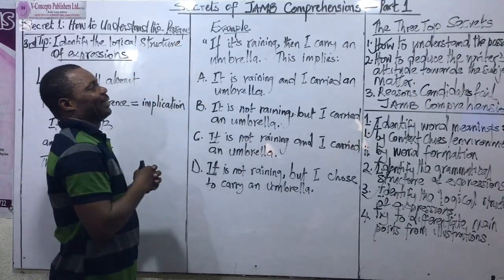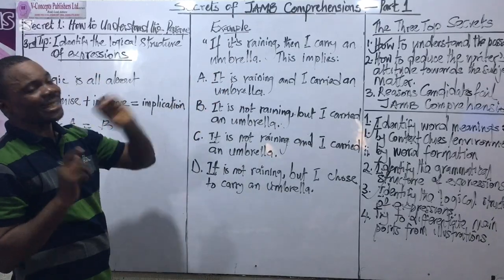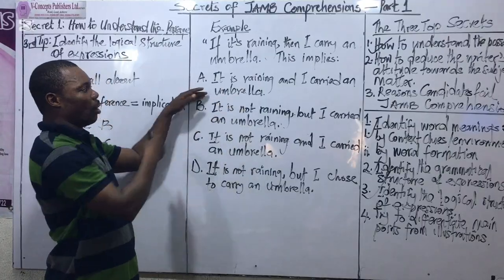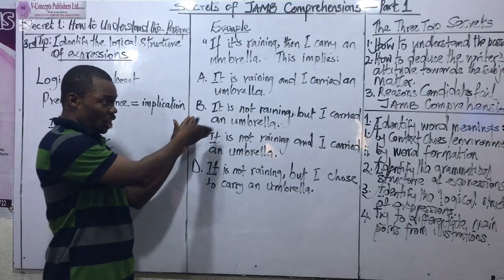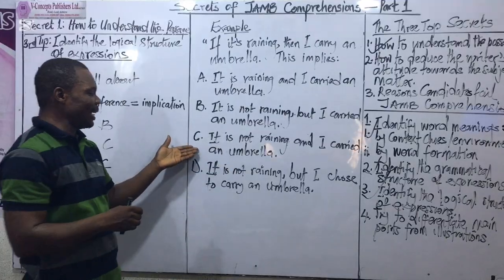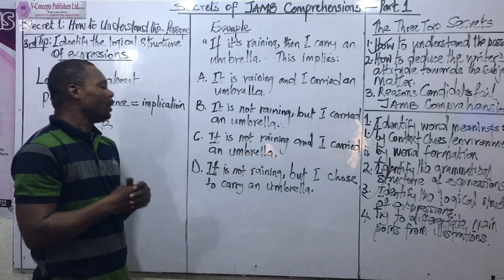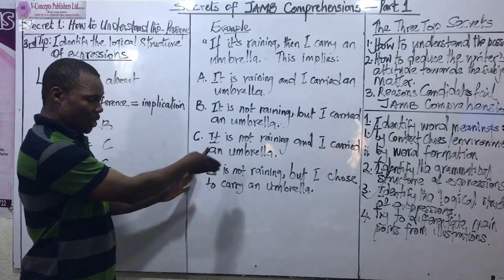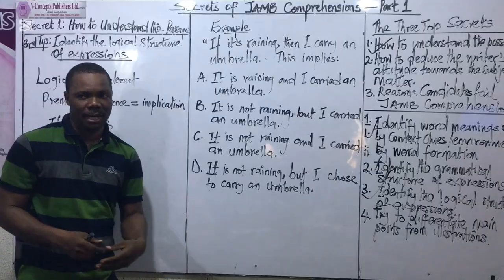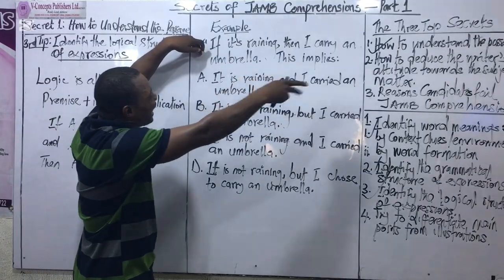If it's raining, then I carry an umbrella. This implies: A, it is raining and I carried an umbrella. B, it is not raining but I carried an umbrella. C, it is not raining and I carried an umbrella. D, it is not raining but I choose to carry an umbrella. What's the correct answer? If it's raining, then I carry an umbrella.